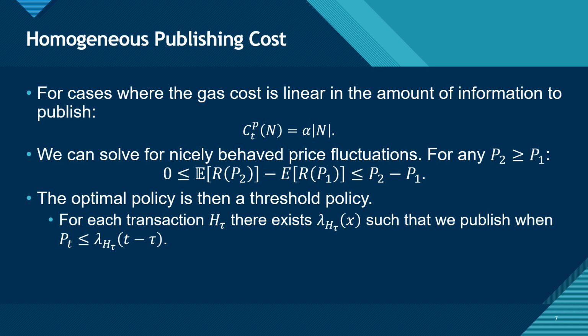So we can show in this work that if the price fluctuations behave nicely and we have a homogeneous publishing cost, then the optimal policy is actually a threshold policy. So what it basically means is that for each transaction we have some kind of threshold that depends on the amount of time that has passed since we got this transaction, and once the price is lower than this threshold, then we need to publish. And as long as the price is higher than this threshold, then we don't publish this transaction.